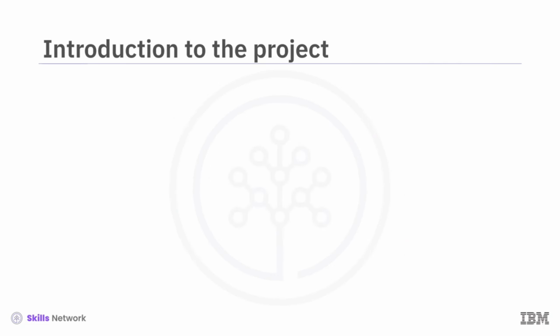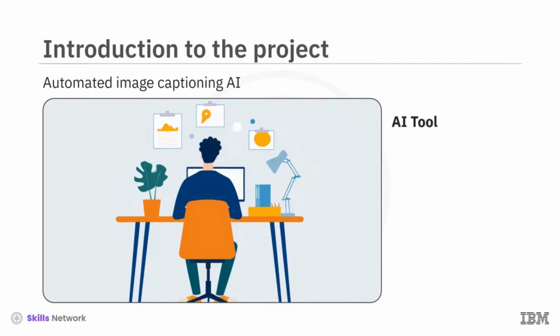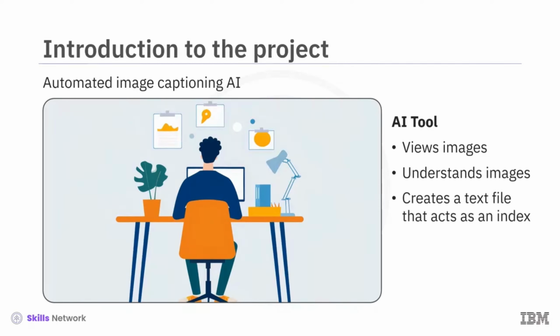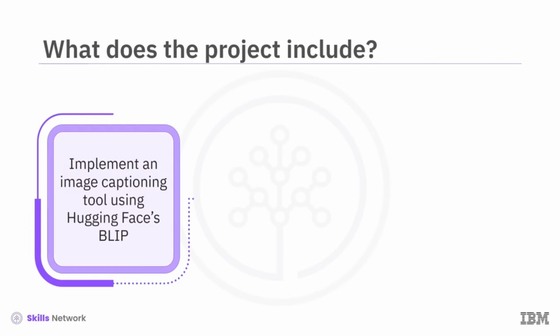In this project, you will be introduced to an automated image captioning AI. Imagine you are a graphic artist surrounded by thousands of unnamed pictures. Finding the right picture feels like searching for a needle in a haystack. So, let's work for a solution to this. In this project, you will work to build an AI tool that does not just look at images, it understands them. And then it creates a text file that acts as an index, giving images meaningful descriptions about what's inside. This makes finding the right picture simple, enhancing efficiency and easing your workload. The project includes step-by-step instructions on how to implement and tailor the image captioning tool for real-world application.